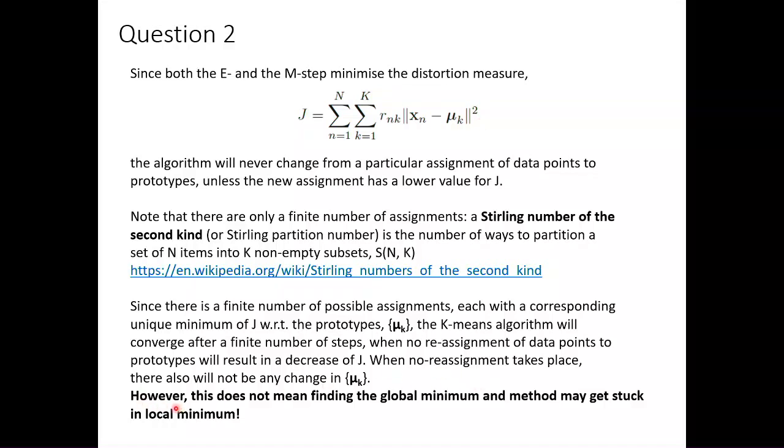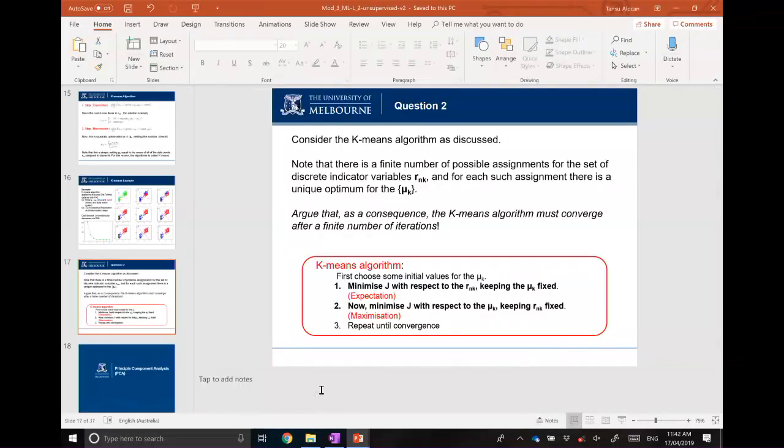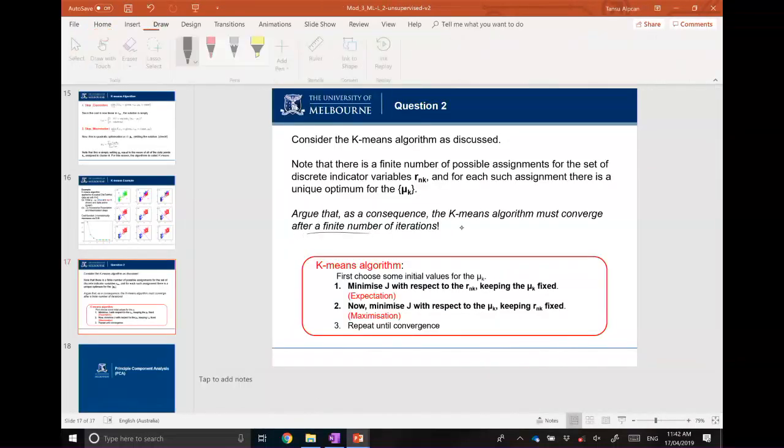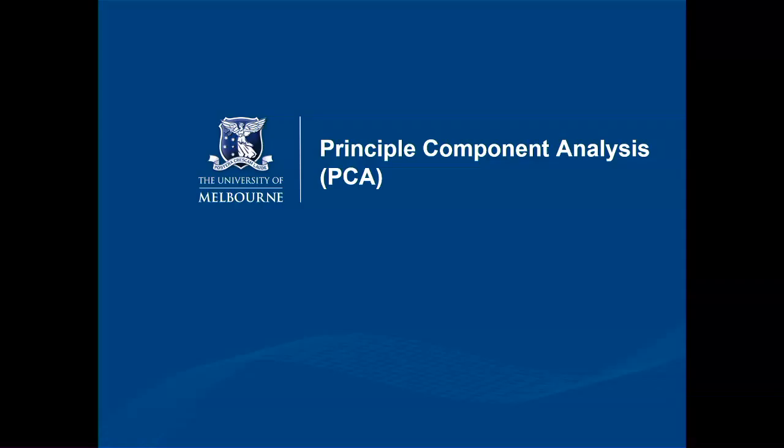But I put this: still keep in mind that convergence is to a local minimum, possibly to a local minimum. It could be global as well if you're lucky, but you are not guaranteed, right? And that's the thinking behind it. So there's also a mathematical foundation to why it converges after a finite number of steps.